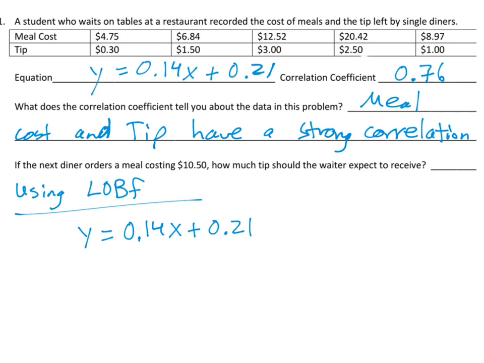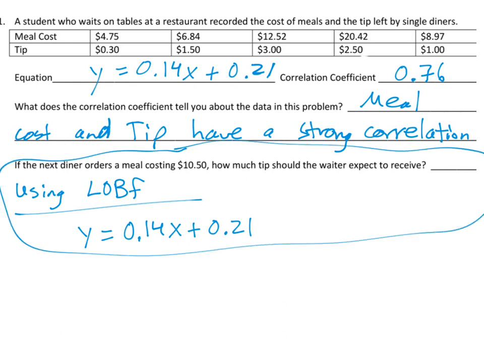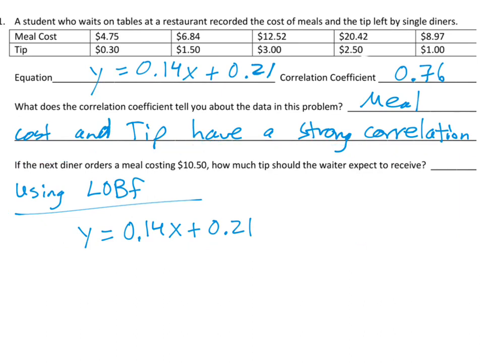The next blank that you need to do on all your problems is going to give you a problem where you have to use your line of best fit to solve it. And so we already got our line of best fit. It's up here. I copied it down here for ease of use. But it gives you a problem, right? If the next dinner costs $10.50, how much tip would the waiter expect to receive?